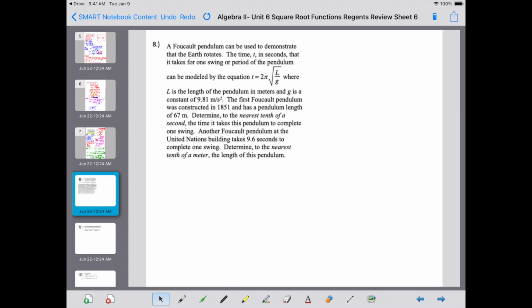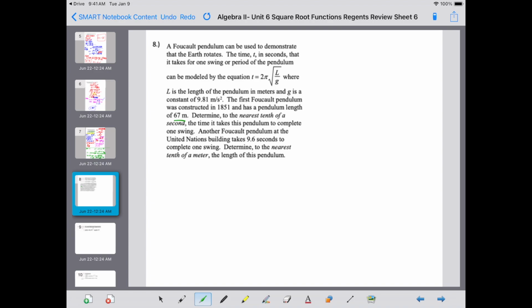A Foucault pendulum can be used to demonstrate that the Earth rotates. Time t in seconds it takes for one swing or period of the pendulum can be modeled by this equation, where L is the length of the pendulum in meters, and g is a constant of 9.81 meters per second squared. The first Foucault pendulum was constructed in 1851 and has a pendulum length of 67 meters.